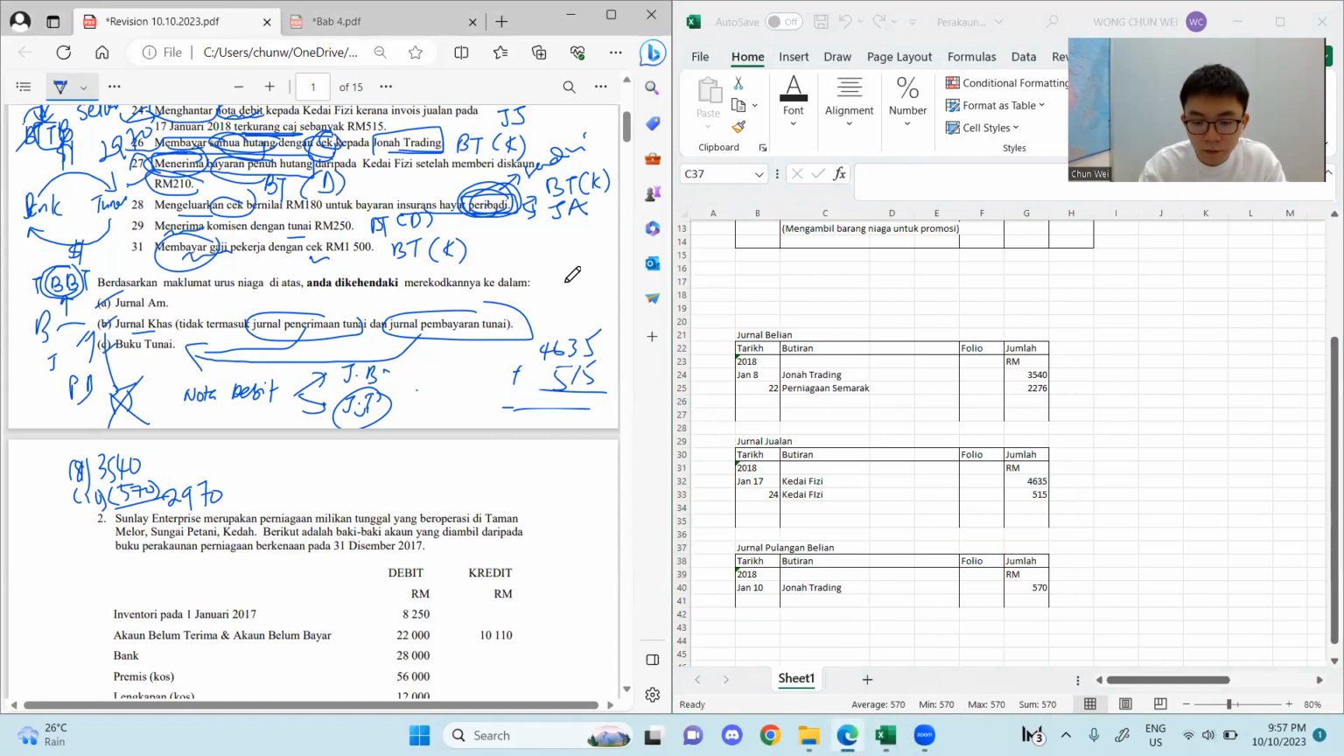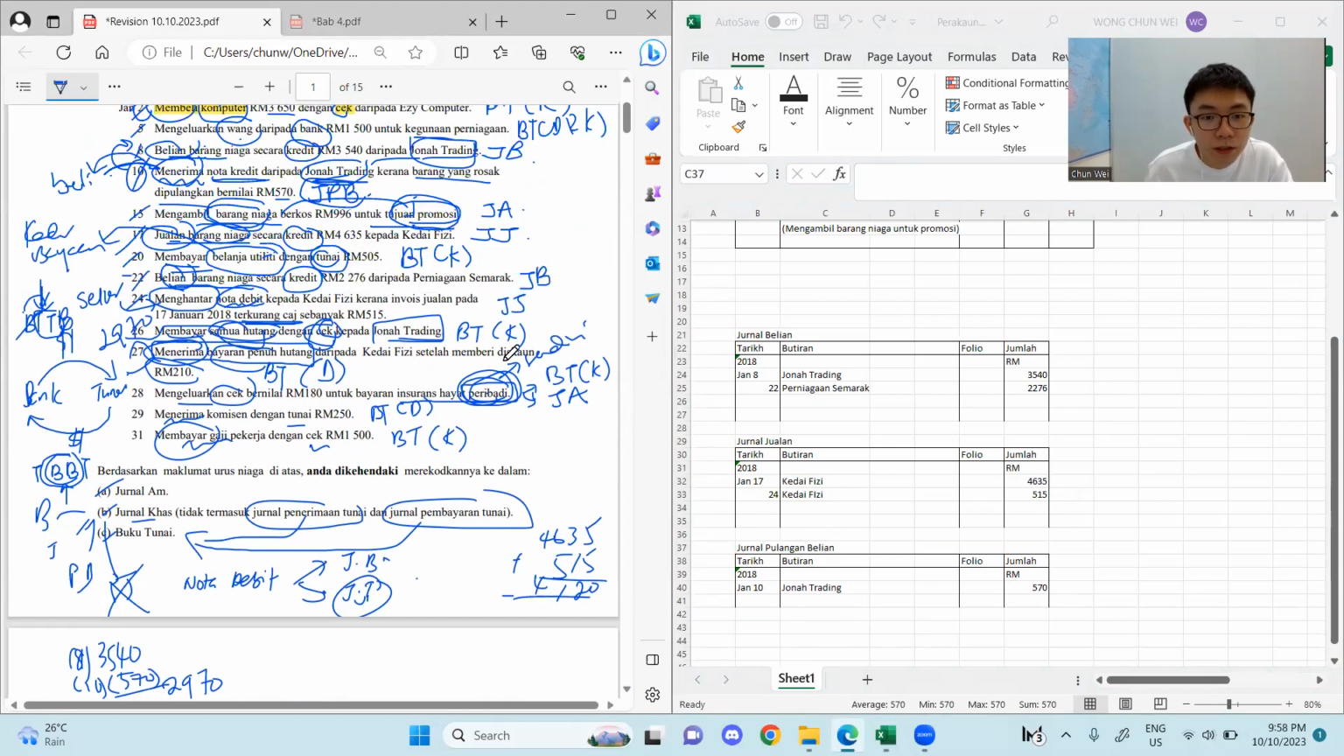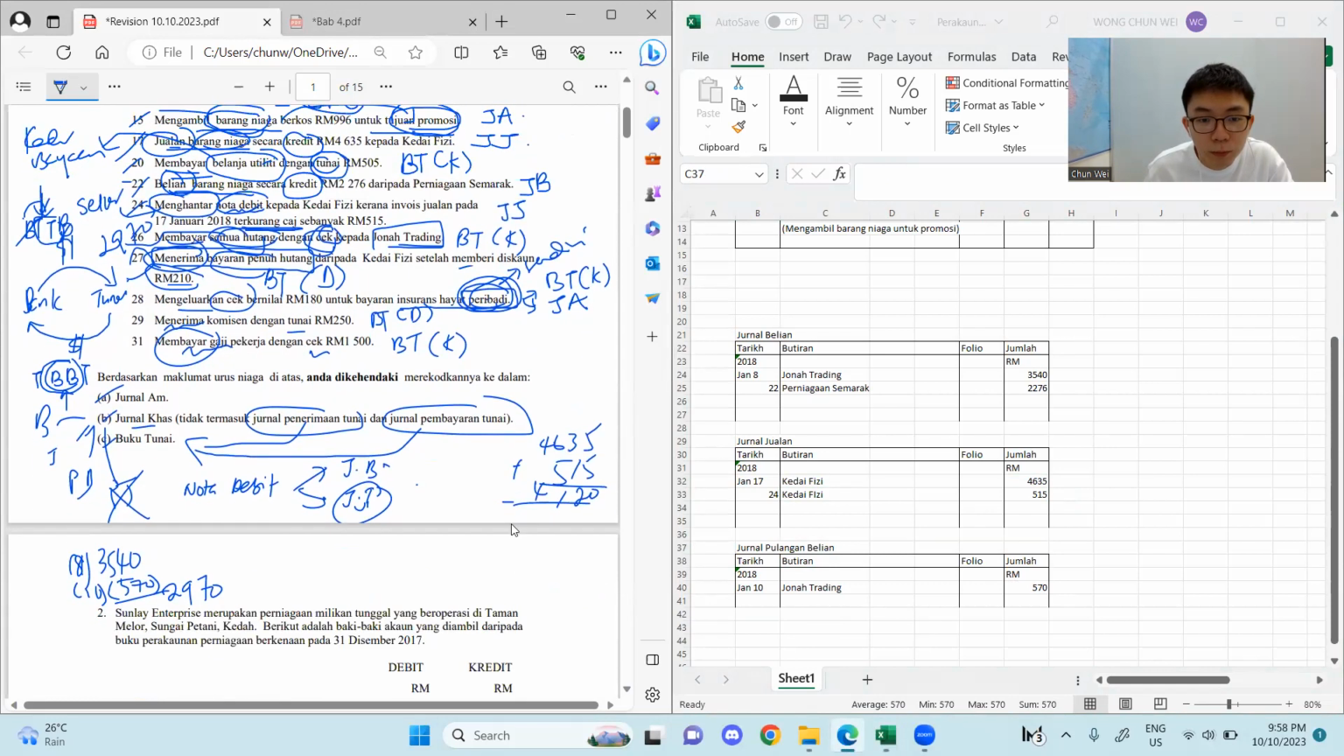4635 minus 515. You get 4120. That is the hutang daripada kedai fizik. But now in this question, they say that you beri discount 210. So you have to minus the discount 210. And how much you get? So 4120 minus 210, you get 3910. So this is the jumlah bayaran penuh hutang daripada kedai fizik.